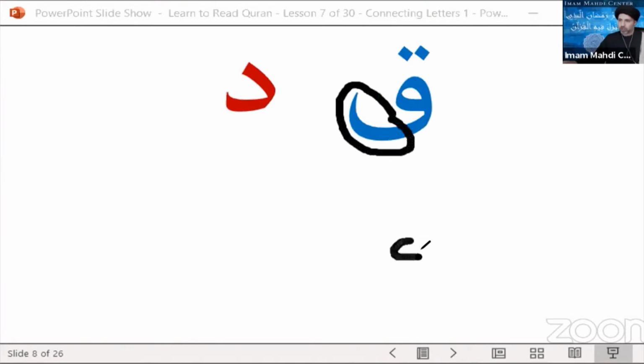So we're left with the top portion, and now we have to connect the dal to it by writing the dal next to it. On to our next example.